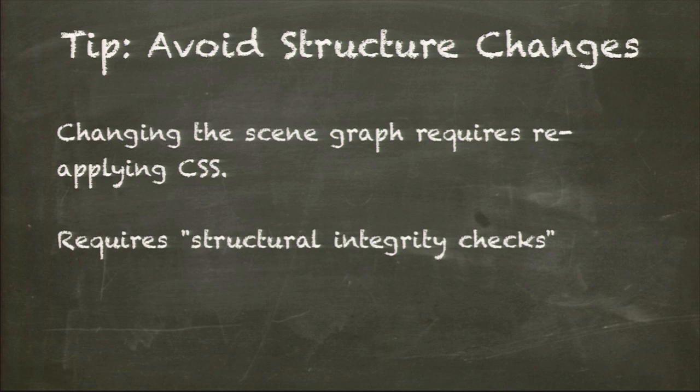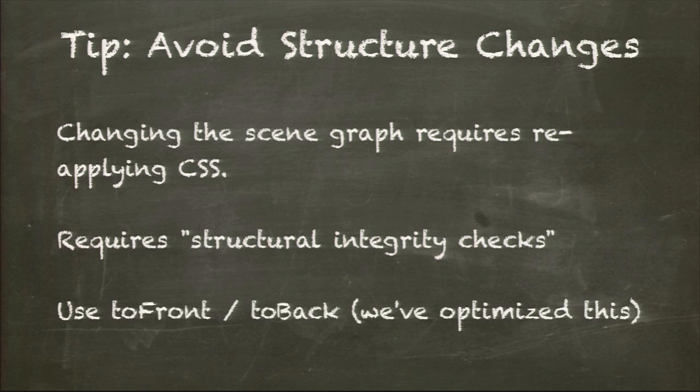The other thing is, whenever you change the structure of the scene graph, we do structural integrity checks. So we check, is there a cycle somewhere? You tried to add this node to another node and you haven't been removed from the one that you're in, or you're trying to add your grandchild to be your parent or something like that. We need to do those sort of checks, and well, that takes time. So instead, if you're going to do structural changes for the sake of changing the rendering order of something within the same parent, the best way to do it is not to remove it and add it back in, but just use toFront and toBack, because it's been optimized.